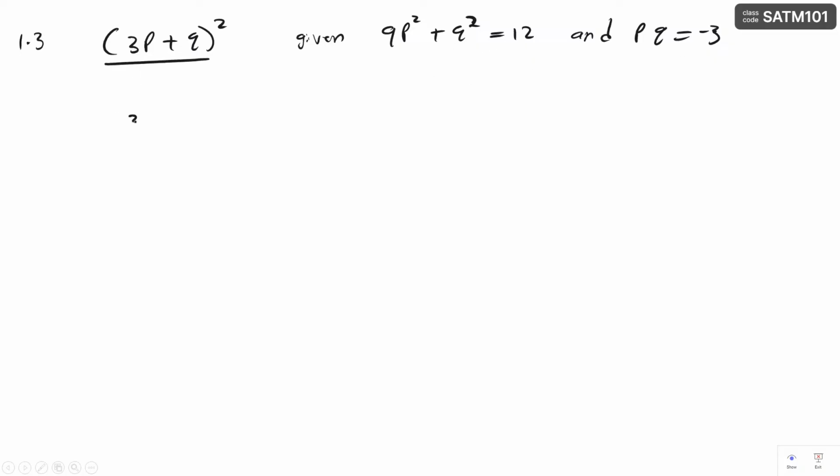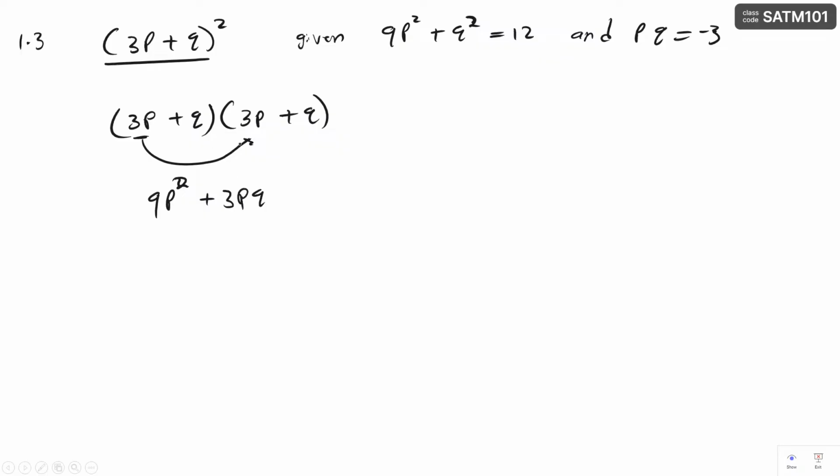So here we're going to say (3p + q)(3p + q). I'm trying to simplify this one. You take the first term and multiply everything inside the second bracket. So this times this is going to be 9p squared. Then this one times this is going to be plus 3pq. Then I'm done with this one.